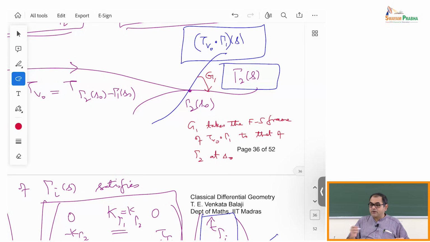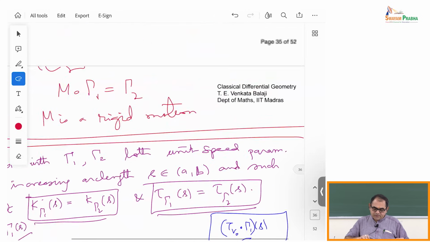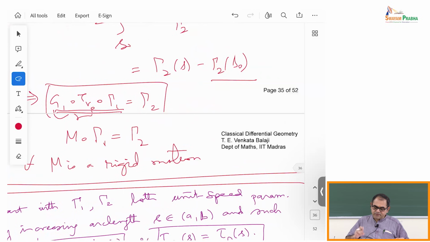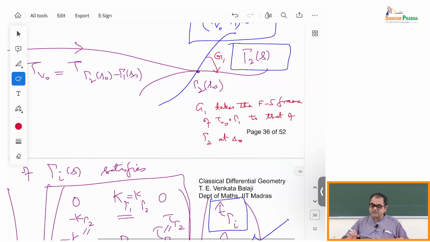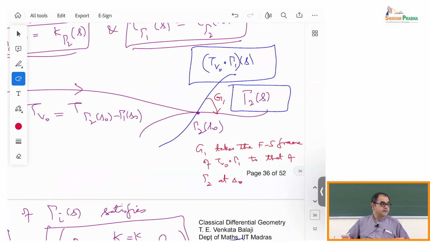So what will happen is after you apply this rotation, this G1 circle TV0 circle gamma 1, I think that is the notation I have used earlier. So you see, this G1 circle TV0 circle gamma 1 is this TV0 circle gamma 1 rotated by this G1, and G1, mind you, is a rotation about gamma 2 S0, not a rotation about the origin. You can write it in terms of rotation about the origin, that I have already done. It's easy to do that.